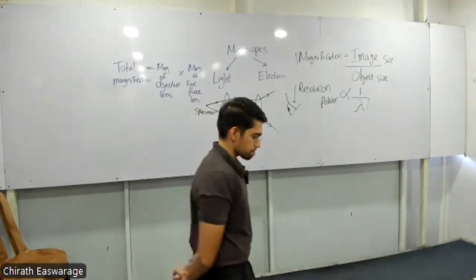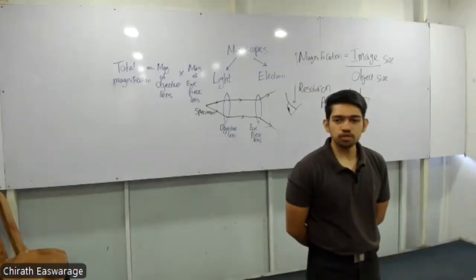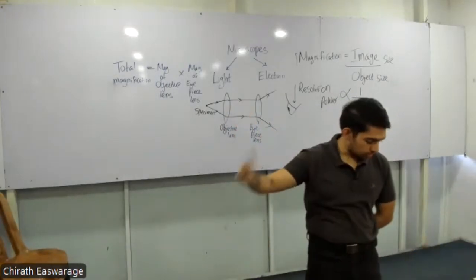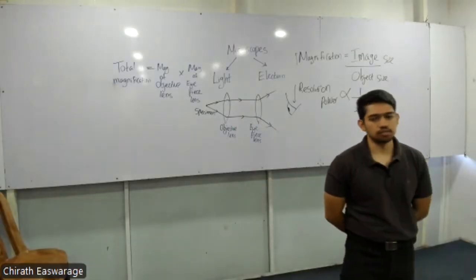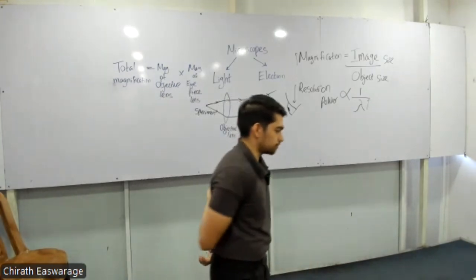First one, light source or source of illumination. Then what is the next important thing? Once you have given light, you need to have lenses, magnifying lenses. You have to have magnifying lenses.